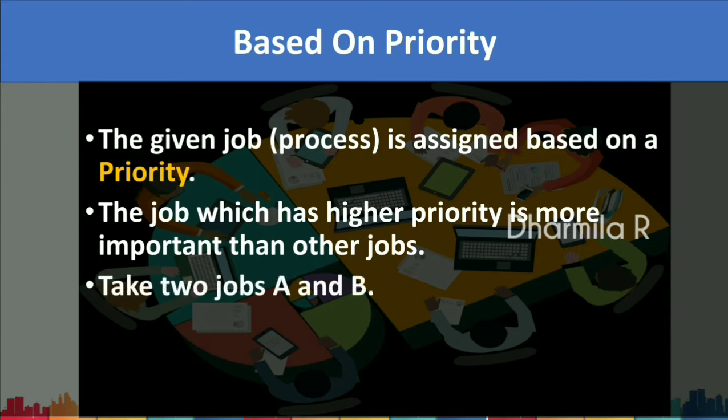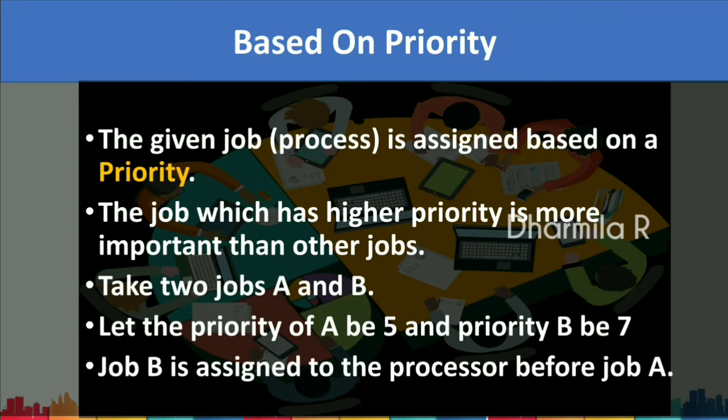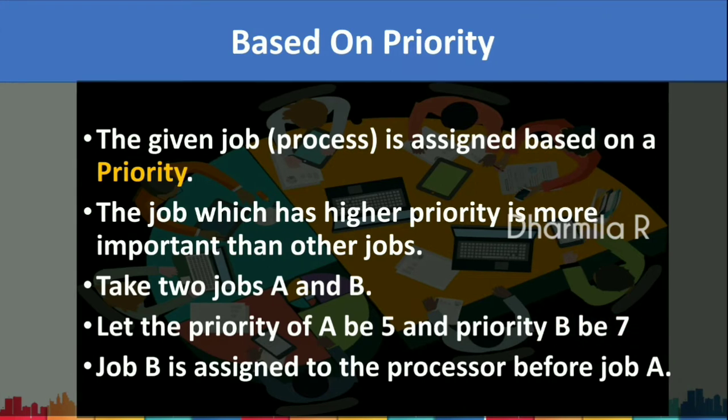For example, let us consider two jobs A and B. Let's see their priority. Job A has 5 and job B has 7. Which is greater? Obviously, 7 is greater. So B will be assigned to the CPU first and then A. So job B will be assigned to the CPU first and then job A will be assigned as the second job. This is the fourth algorithm of process management.